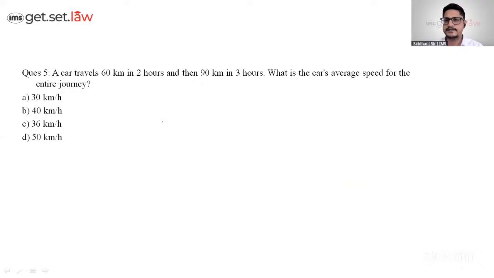Now this is again an interesting one. It's an easy one which is related to time, speed and distance, TSD. Okay. Now there is a logic. A car travels 60 kilometers in 2 hours. This is situation number one. First situation is 60 kilometers in 2 hours. And then in the second part, it travels 90 kilometers in 3 hours.